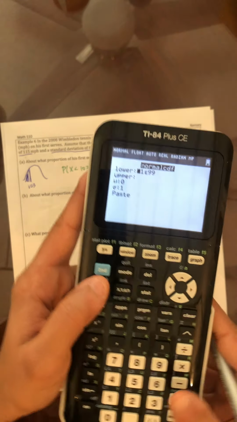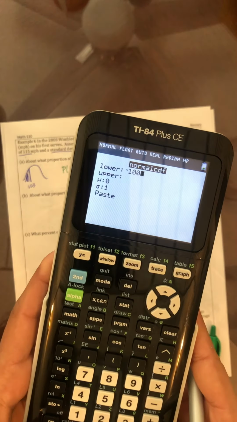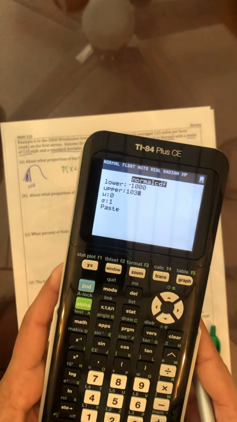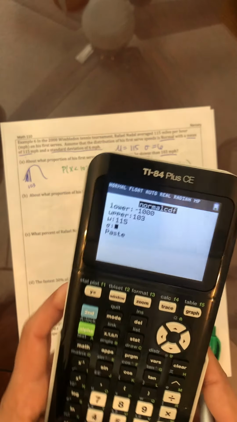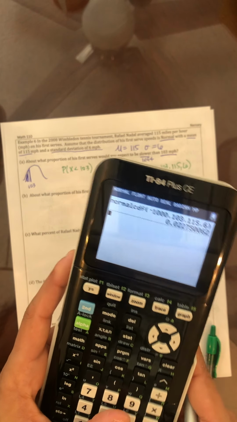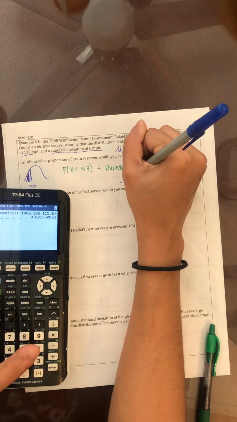And we're going to go ahead and use our calculator. So second vars, number 2. Lower is negative 1,000. Our upper is 103. Our mean is 115 and our standard deviation is 6. And so I get 0.023.